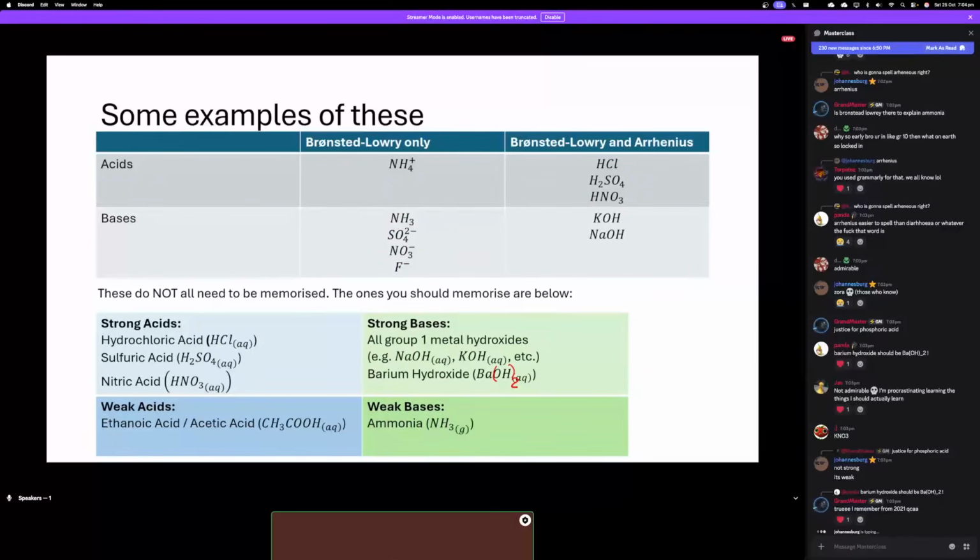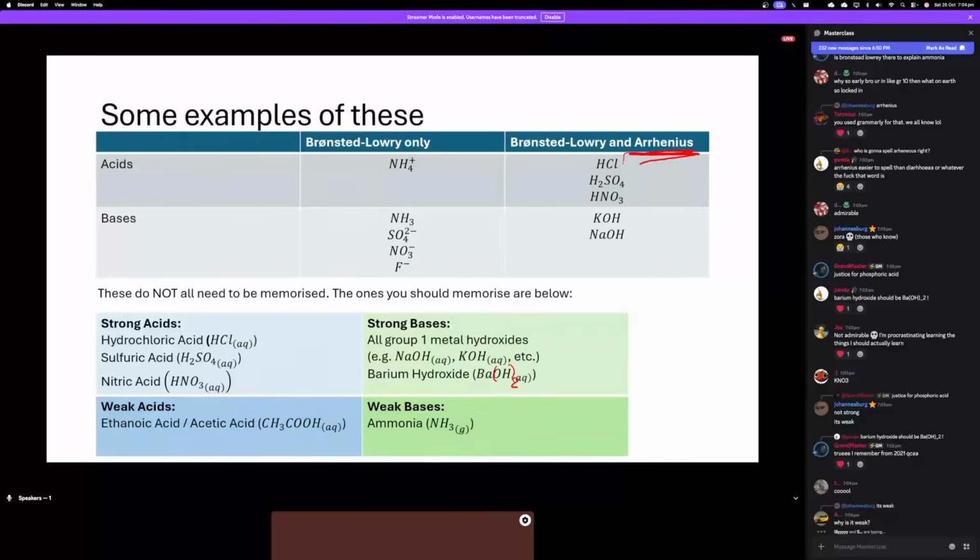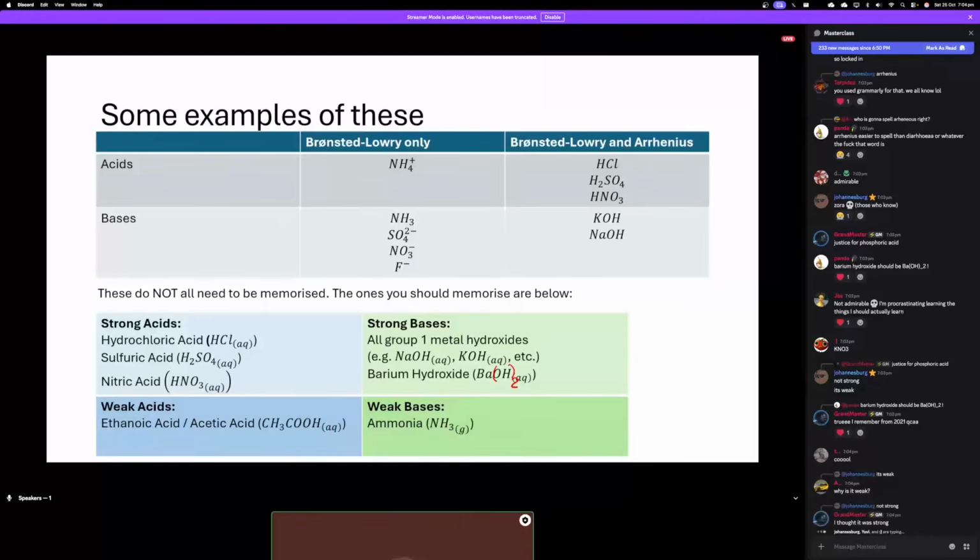Cool. The reason this is not an Arrhenius one is because this is ammonia, I believe. Ammonia is the name. It is gaseous, whereas with Arrhenius we were looking at just water. This can donate, but it is a gas. Cool. Again, if there are any questions, do ping my alt.